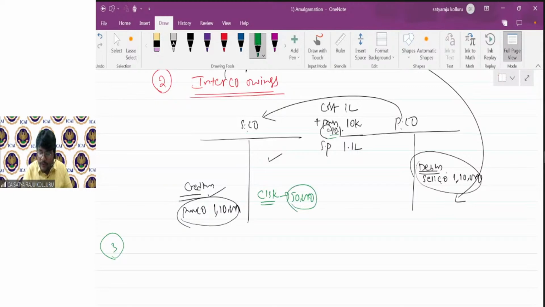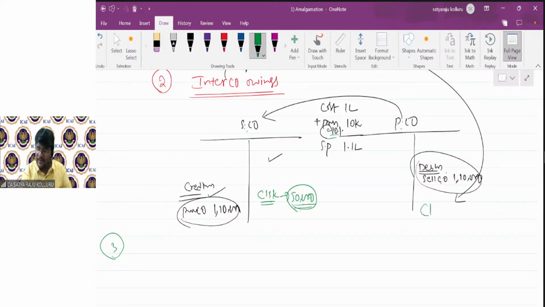Now, how was this closing stock derived by the selling company? The selling company purchased goods from the purchasing company. Out of it, some of the goods were sold out. Out of this 1,10,000, 60,000 worth of goods, at cost for the selling company, were sold out. The remaining 50,000 worth of goods are still there in the closing stock.